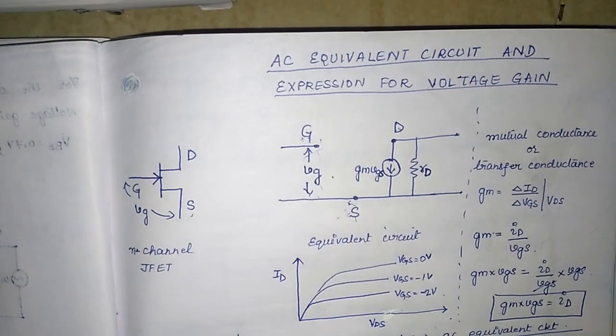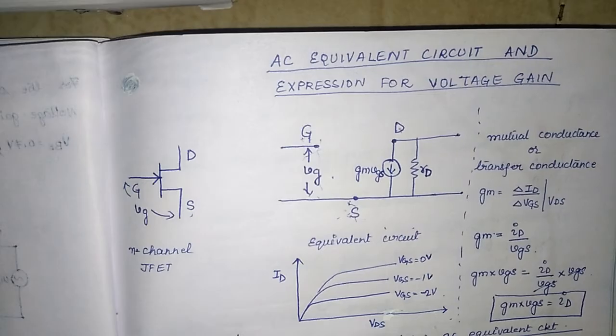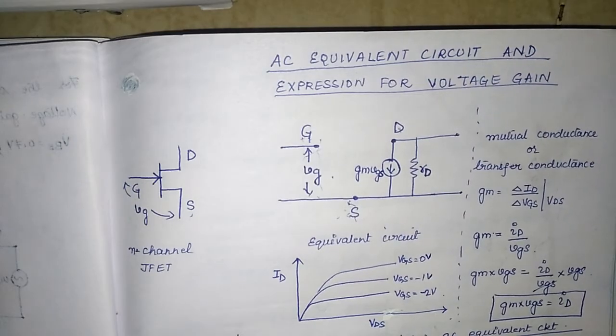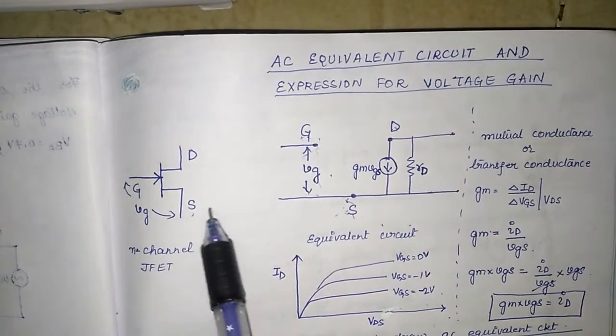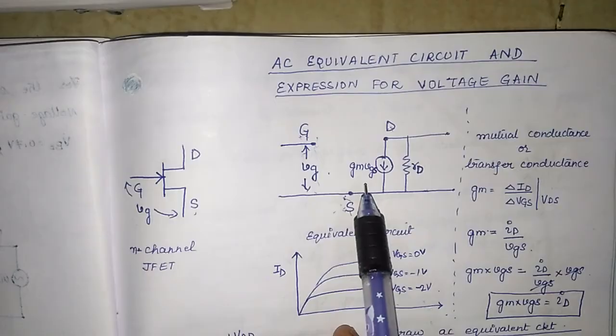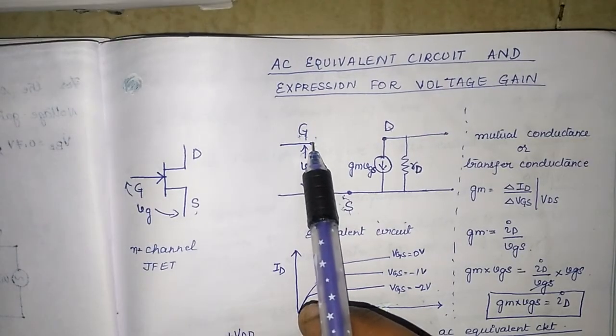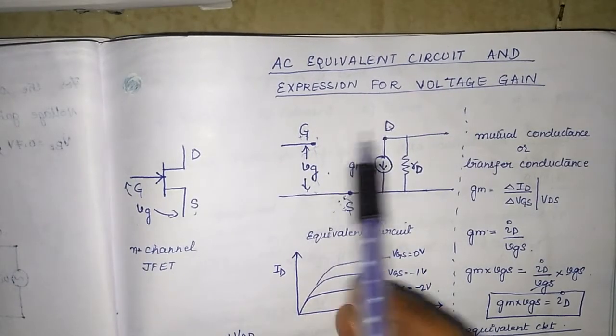In this video, let us learn to draw the AC equivalent circuit and derive an expression for voltage gain of a common source JFET amplifier. Okay, so you know the three terminals. Now let us see how the equivalent circuit will look like. See, I have denoted the gate, drain and source with three dots.